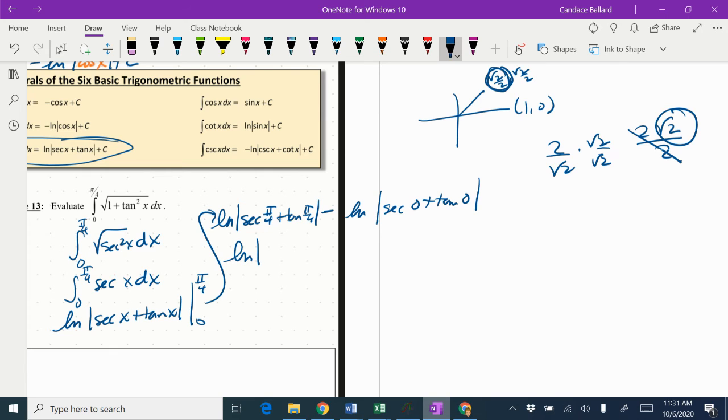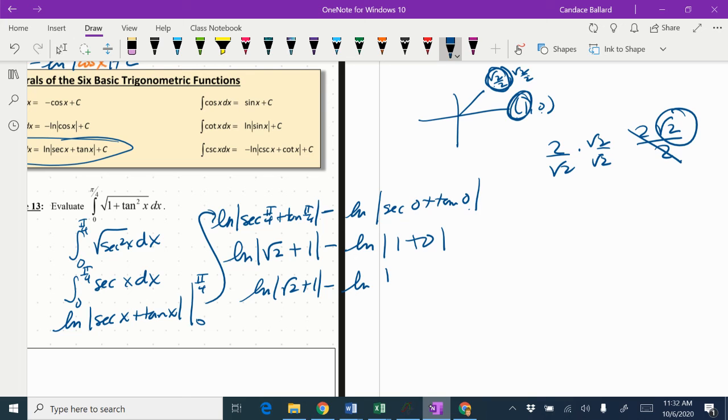So I get the natural log absolute value of the square root of 2. Tangent of pi over 4 is square root of 2 over square root of 2, or just 1. Minus the natural log secant of 0, I'm going to flip the reciprocal as 1. And then tangent of 0 is 0 divided by 1, or 0. So in the front, I have natural log absolute value of square root of 2 plus 1. There's not much I can do with that.